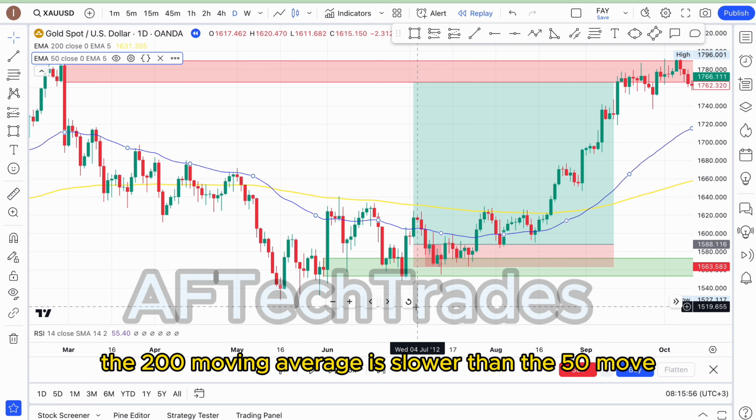Okay, similarly, we had one here that we are still yet to enter. Now in this case, this is the supply region. Where is the demand?